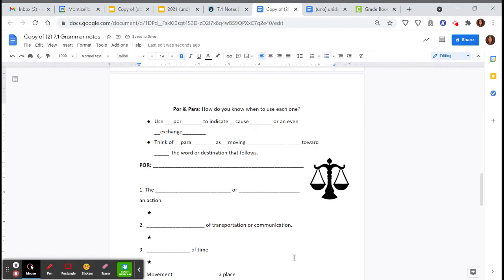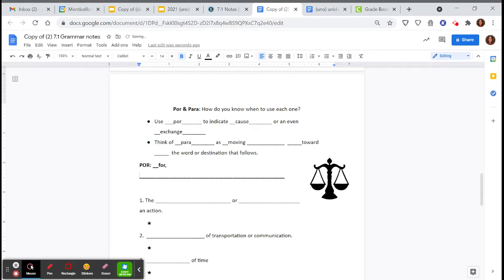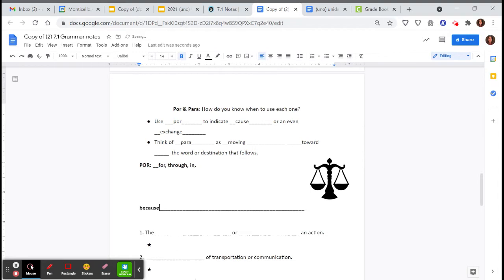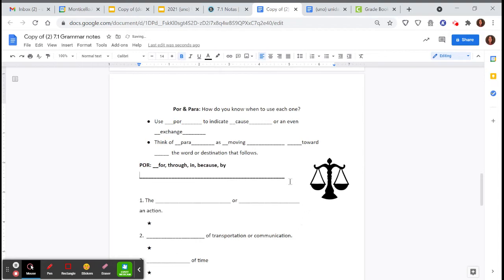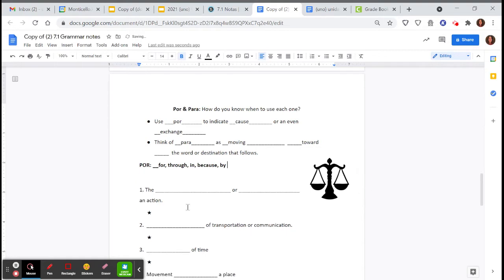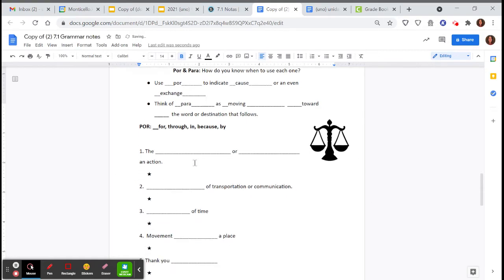So let's review por and the definitions. Por can be used in a couple ways in our sentences, based on what they mean. So por can mean for, through, in, because, by. And we have a couple of scenarios and rules of when we would use por. We'll talk about the reason and then I'll give you an example for each. So uno, it says the cause of or reason for an action.